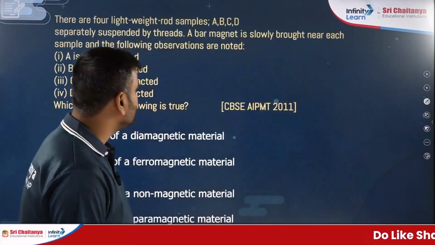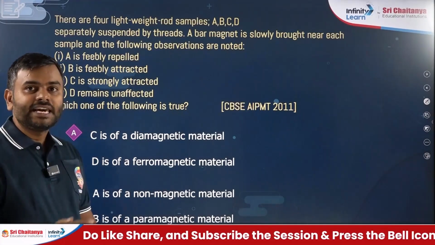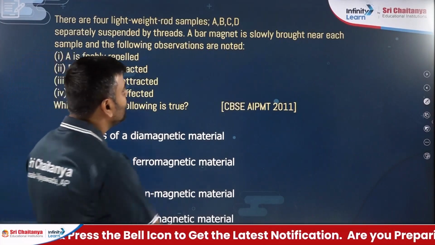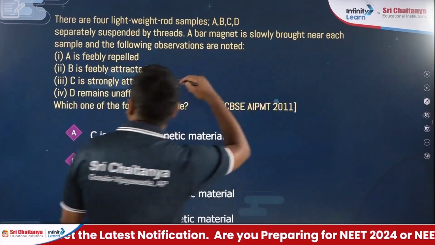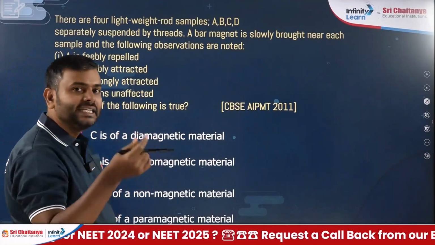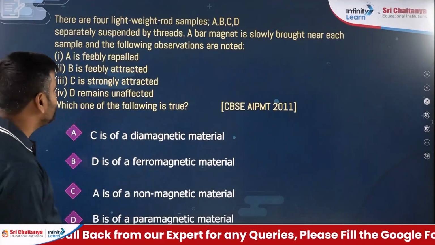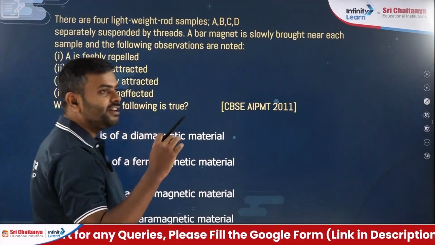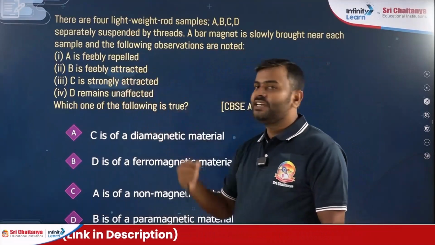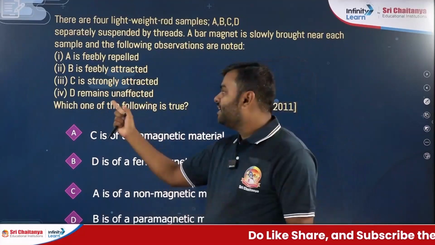Okay. So now the next question which we have to understand is, there are 4 lightweight rod samples A, B, C, D separately suspended by thread. A bar magnet is slowly brought near to each sample. The following observations are noted. What are the observations? A is feebly repelled, which means there will be a small repulsion observed in A. B is feebly attracted, there will be a small attraction in B. C is strongly attracted. D remains unaffected.